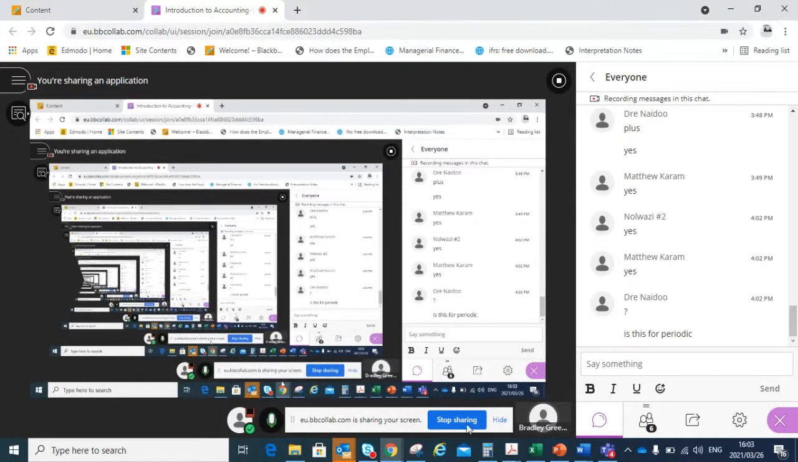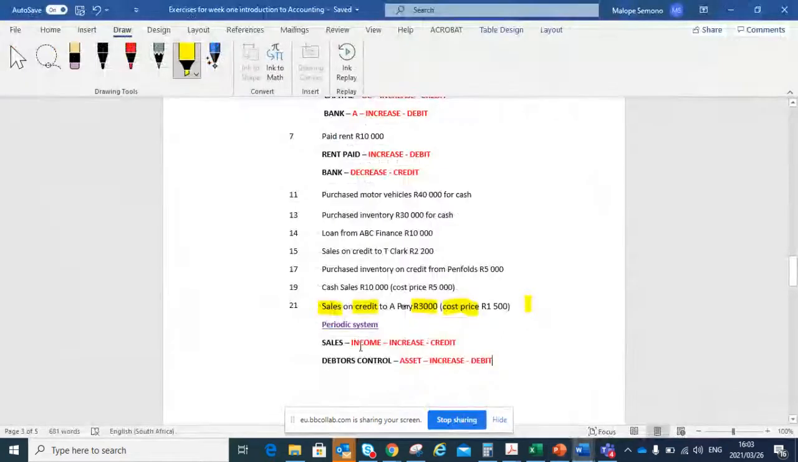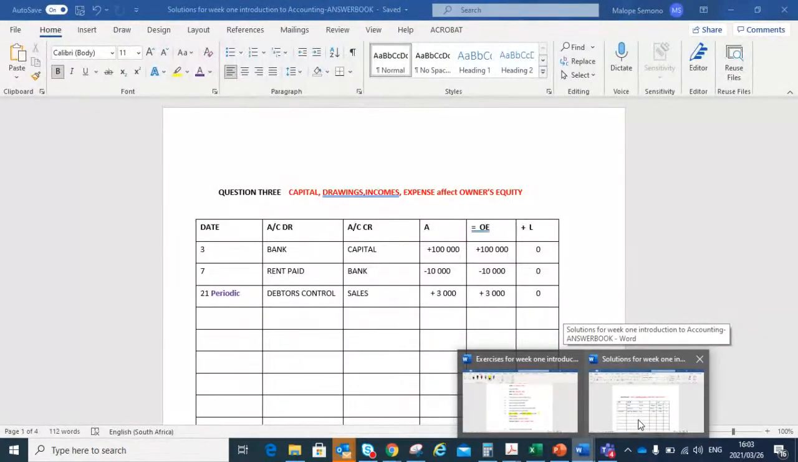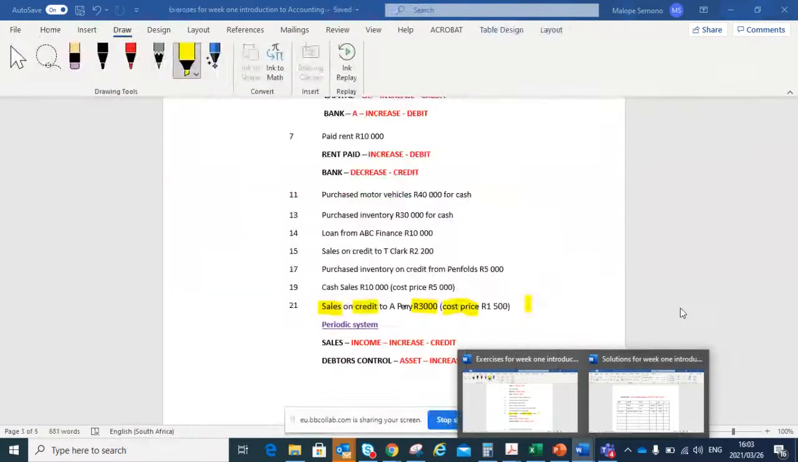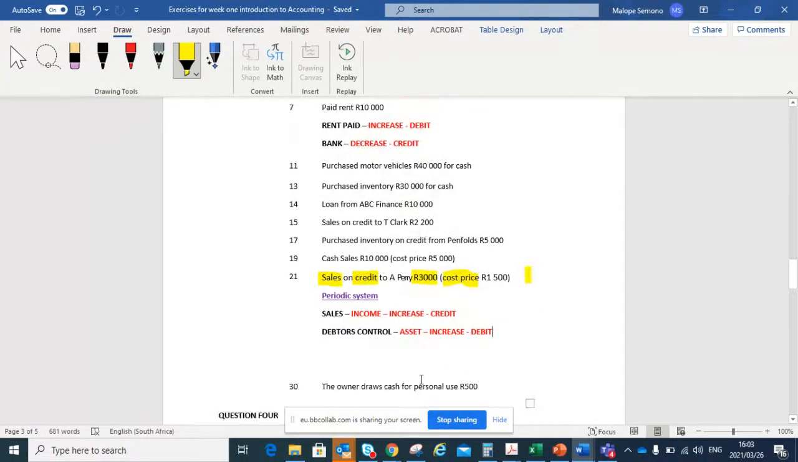Yes, I'm talking about the periodic. I'm saying this is periodic. It ended here. It's like how I recorded here. Can you see now? That is finished. I'm going to show you the perpetual now. But I was saying under periodic, let's say for example, this was on the 19th. Can you see on the 19th we sold, but we sold for cash. The two accounts will be sales and bank under periodic. Okay, that is what I meant.